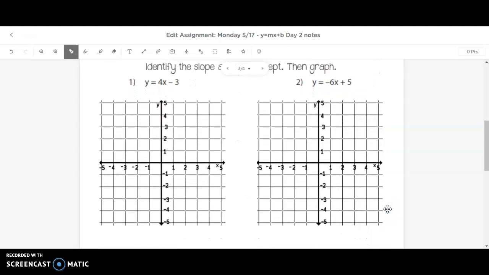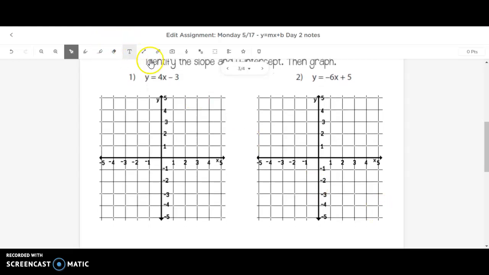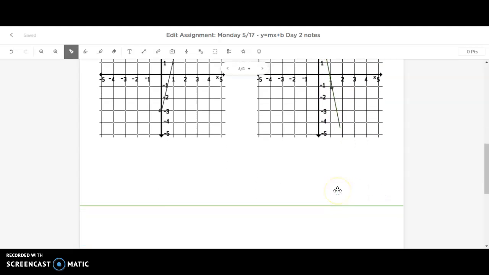And then this one just says identify slope and y-intercept, and then go ahead and graph it. So in this first one, my slope is 4 and my y-intercept is -3. So if I plot my -3, go up 4 and then to the right 1, and connect my dots. And the next one, I have -6x plus 5. So y-intercept is 5. Go down 6 and to the right 1 for my negative slope, and connect them with a line.